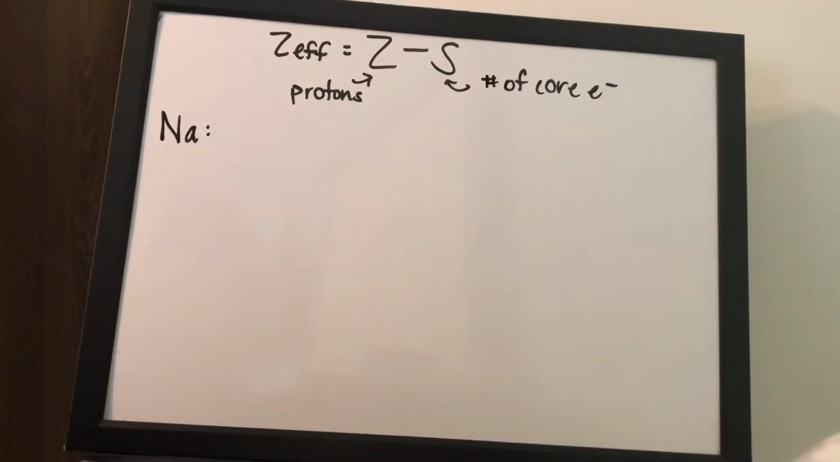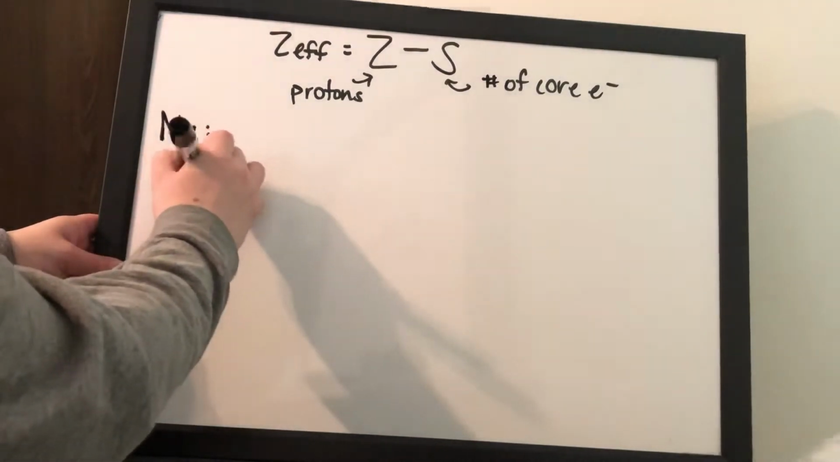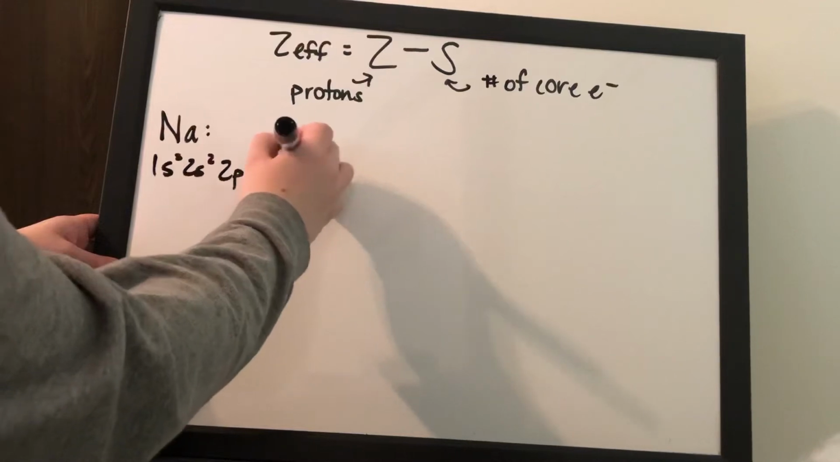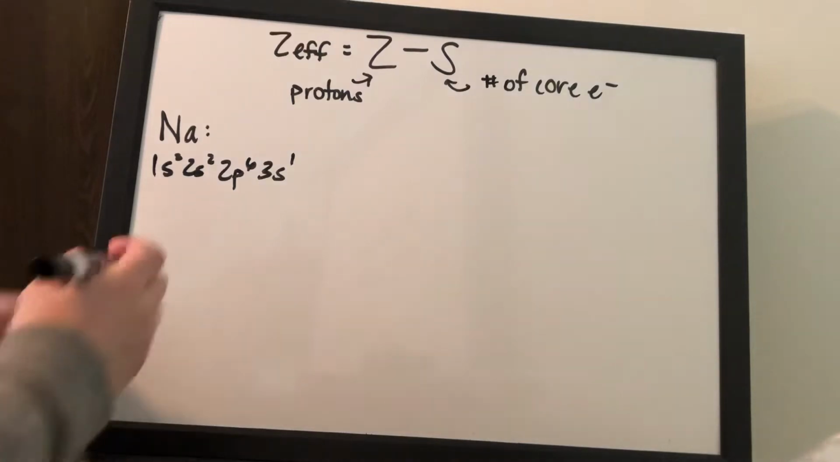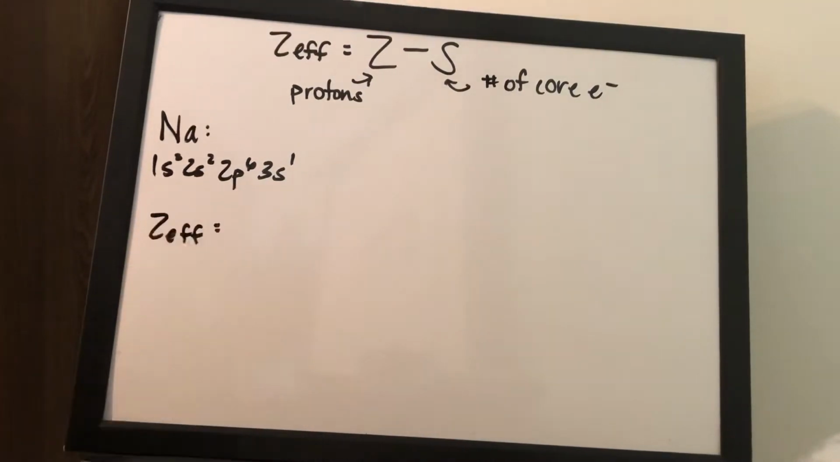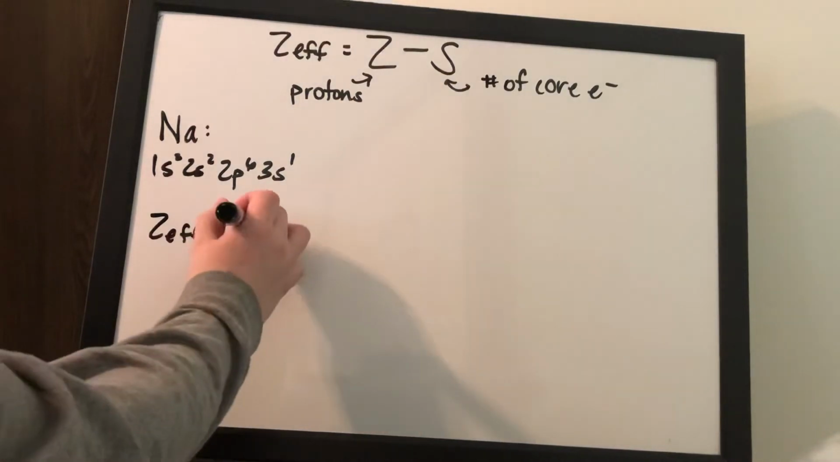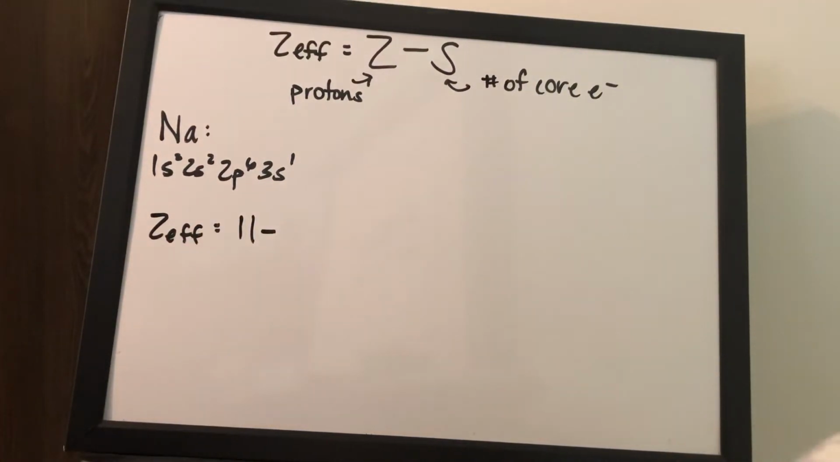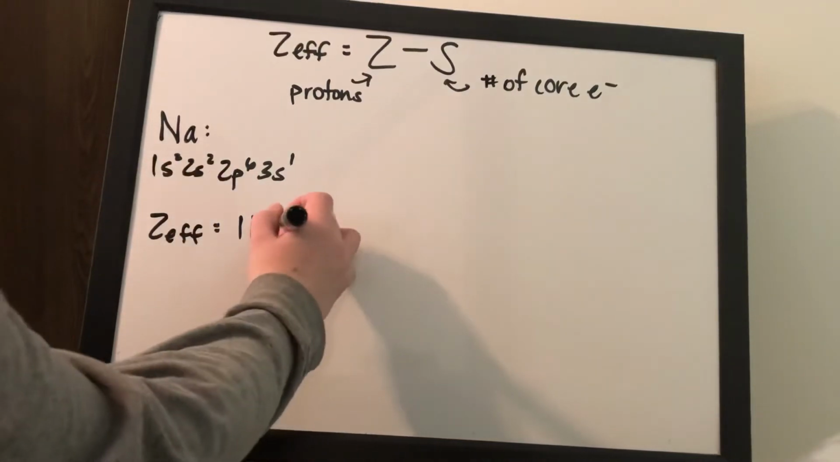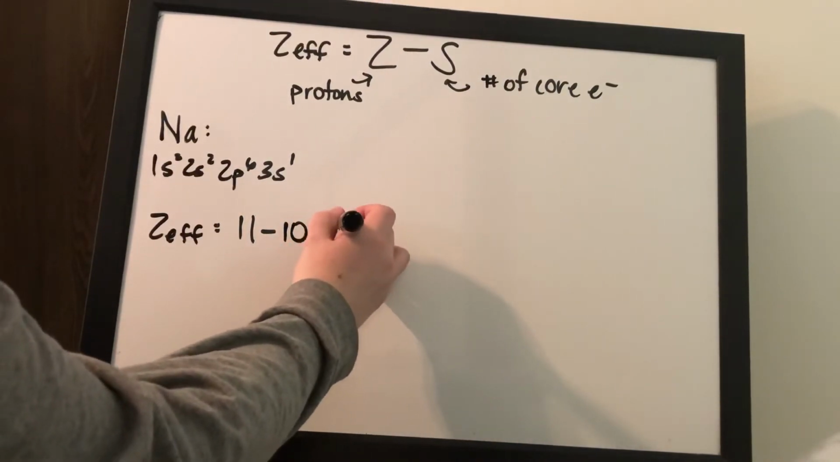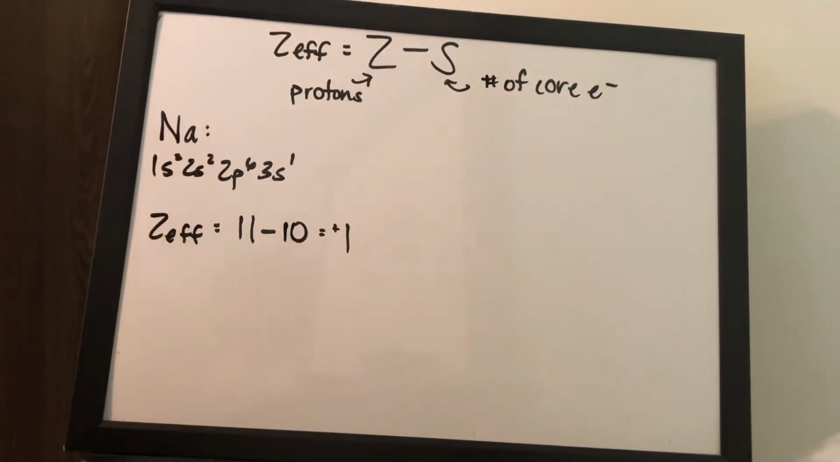If we think about sodium, we can even do a configuration if you want. It's not necessary, but 1s2, 2s2, 2p6, 3s1. So if we're going to calculate a Zeff for sodium, we take the protons in sodium, which would be 11, and we subtract from it the number of core electrons. Remember, what's not core is valence, and what's not valence is core. So sodium has 1 valence electron and then 10 core. So the Zeff on a sodium atom is 1, or plus 1, which conveniently is its charge. It's kind of interesting how that works out.